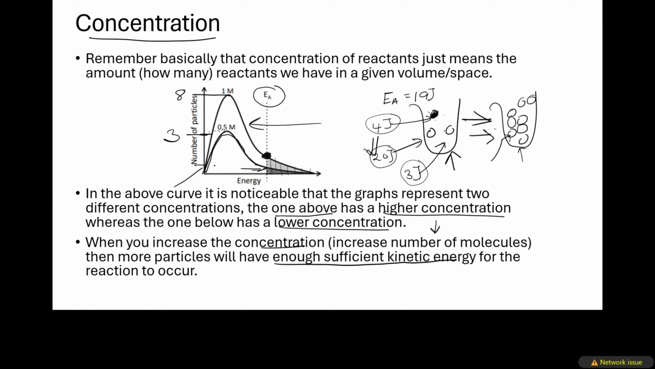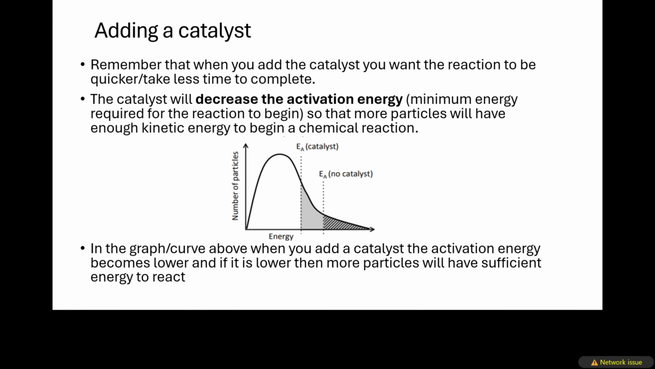This is how you represent the change in concentration. Be it you are increasing it, you are going to draw this curve. If you are decreasing the concentration, you are going to draw this other curve. So this is the Maxwell-Boltzmann distribution curve for concentration. Then the other one which you have is the addition of a catalyst.